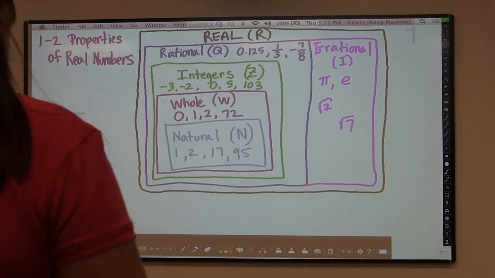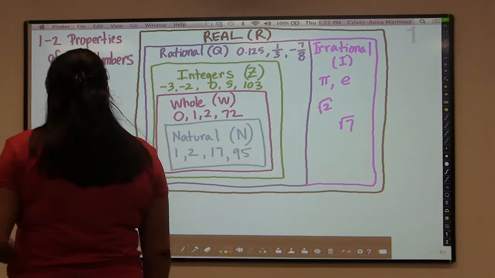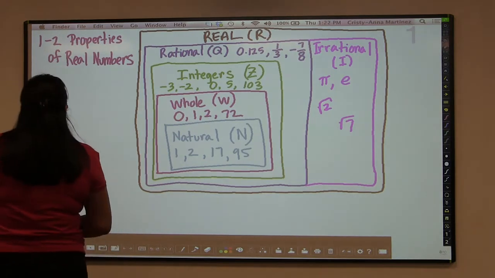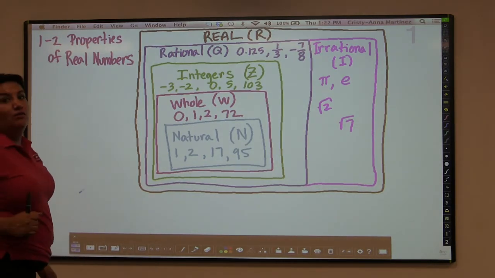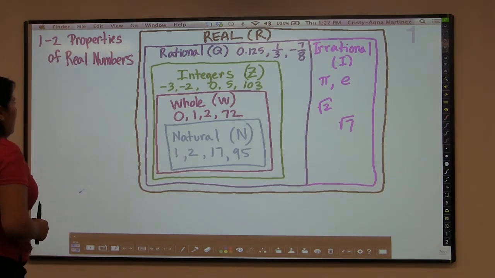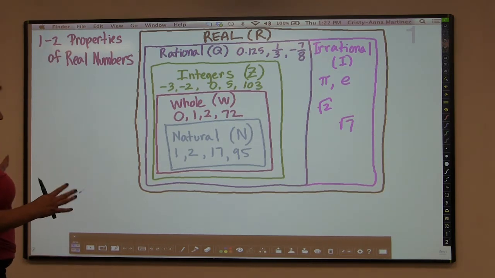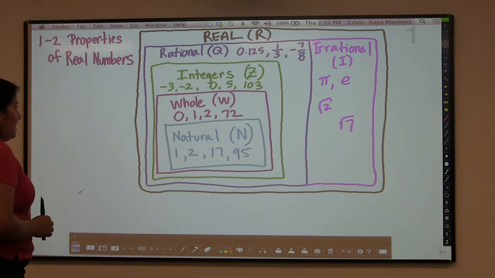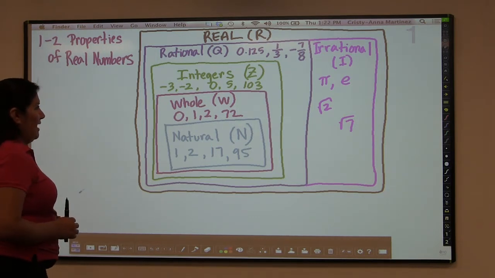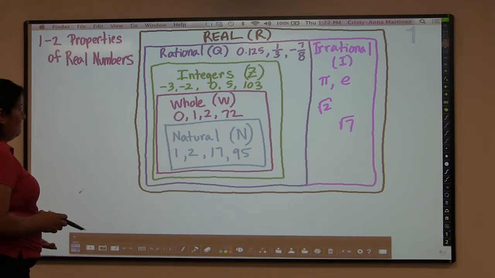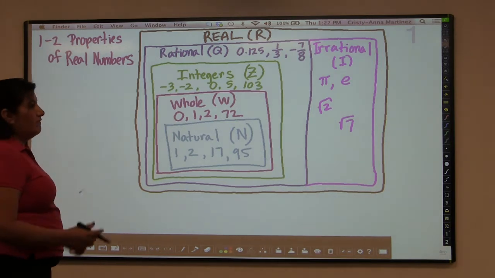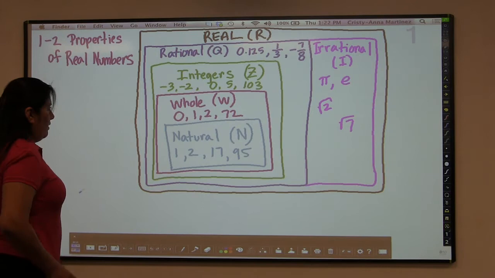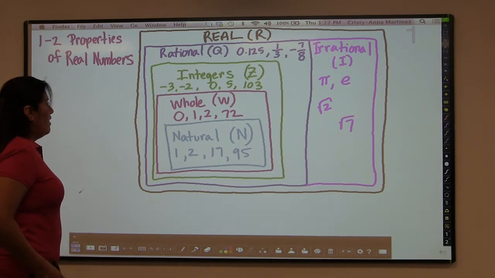Hello there, folks. Today's lesson is coming to you from 1.2, and it is properties of real numbers. And what we have up here that you need to write down is a Venn diagram. And basically we're going to talk about the different types of numbers, and there are different categories or sets of numbers. And so I want to go through all of them with you.